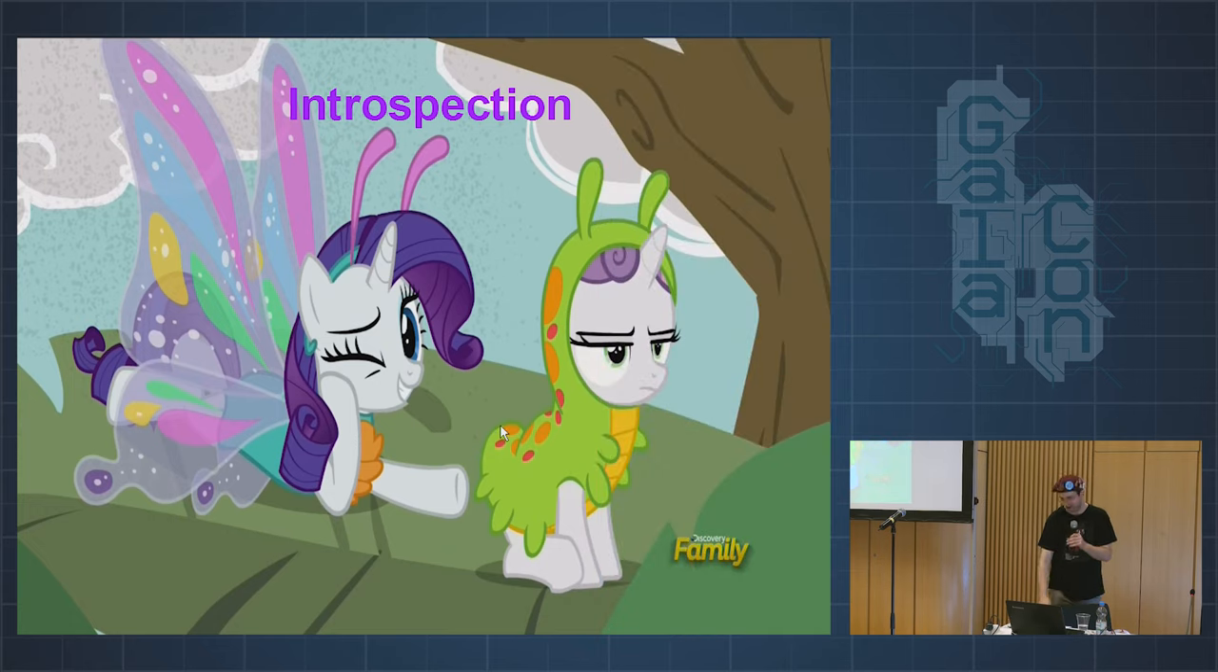Introspection. We all know what Sweetie Belle is feeling right now, so we can project our thoughts into the character. That's introspection. We know what the character is feeling. This is something you should address. If you want the reader to really feel for the character, express it. Express it in the story a lot. Feelings, well, yes.